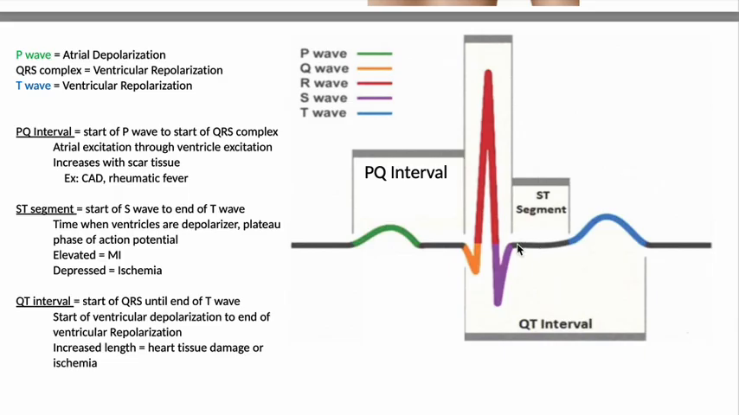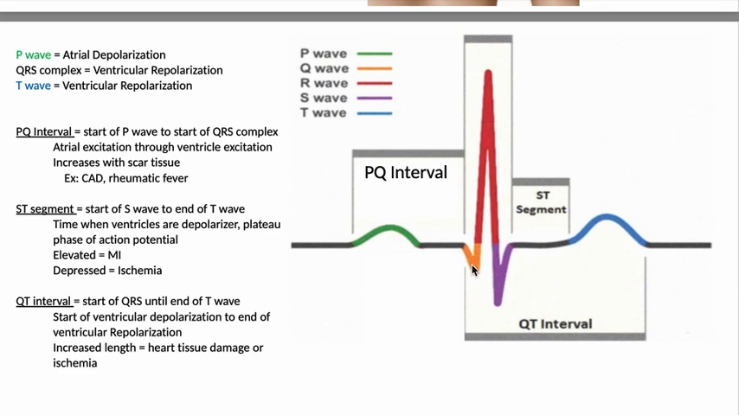If this line right here is depressed or down here, we can say that this is ischemia. Maybe the heart hasn't been damaged yet, but it might be soon, and we know we need to do something about that. So ST segment, very commonly seen, commonly tested, really helpful when you're looking at ECGs in the hospital.